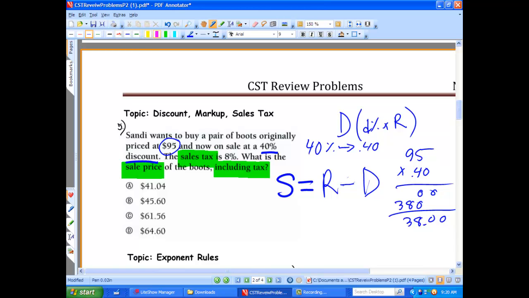So let's substitute in this is our discounted price. We're going to subtract $38 from our retail price of $95, and that will give us our sale price. If we subtract 38 from 95, we get $57.